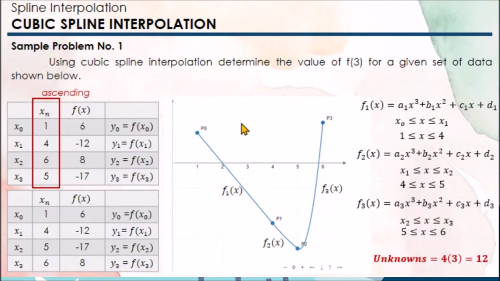So, i-graph lang natin itong mga data natin. So, for point 0, so that is 1, 6. Point 1, that is 4, negative 12. Point 2, that is 5, negative 17. And then point 3, that is 6 and 8. So, connecting these 4 points, magkakaroon tayo ng tatlong equation.